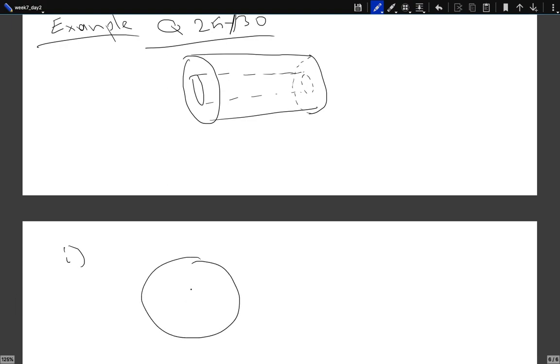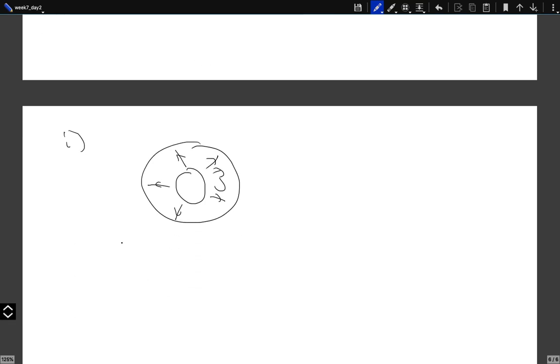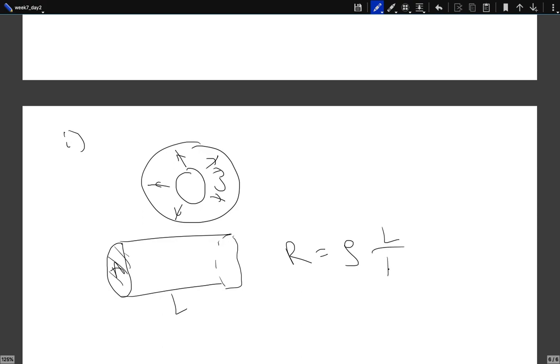So let's say this is our cylinder, and we send current radially outward. So J, the current density, is radially out. What will be the resistance of the material? Now, what we know is the resistance of objects that have a fixed cross-section, A, and a given length, L. In this case, we know that the resistance is resistivity times L over A.